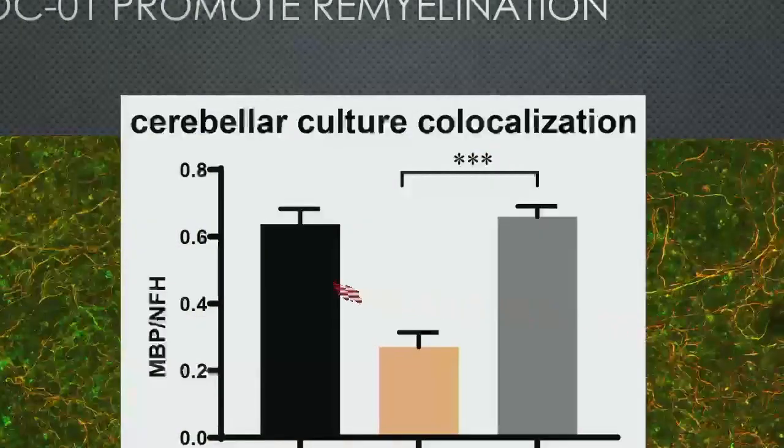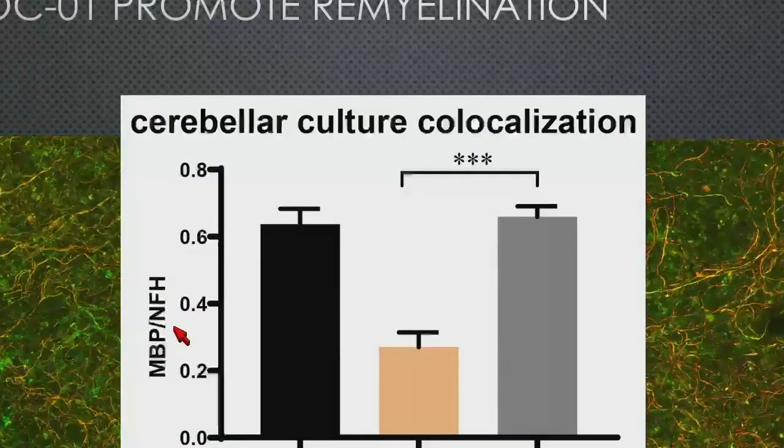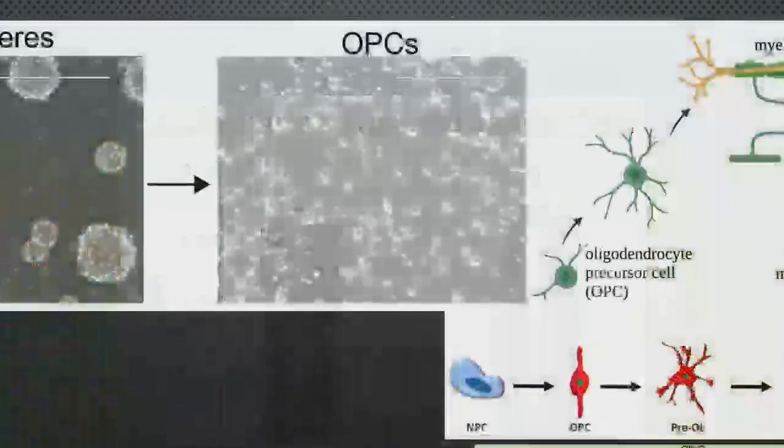And when she quantified that, you could see here, so this is the amount of MBP that's co-localizing with the neurofilament. So an increased number here would be more co-localization or more myelination. So with LPC, as you would expect, you can see this robust demyelination in these axons, and then with DOC-01, it really promotes this remyelination.